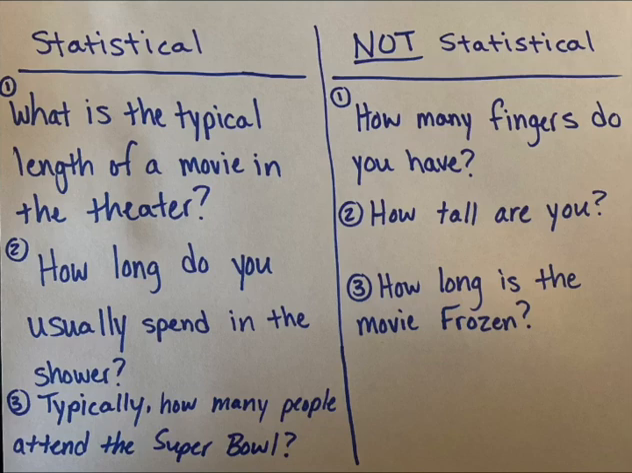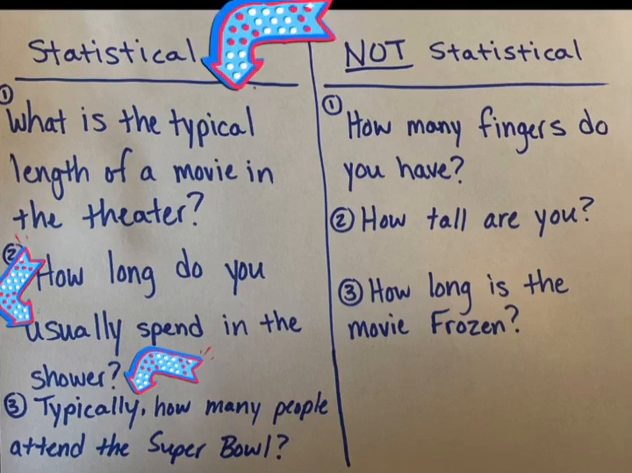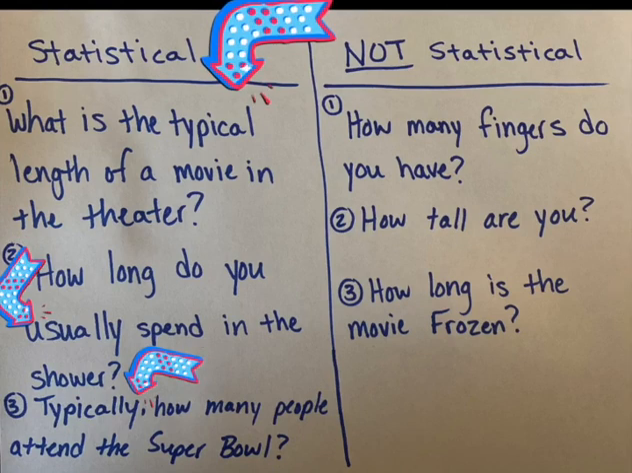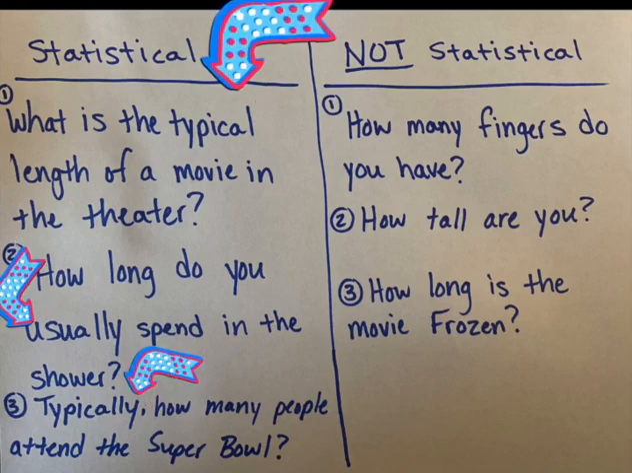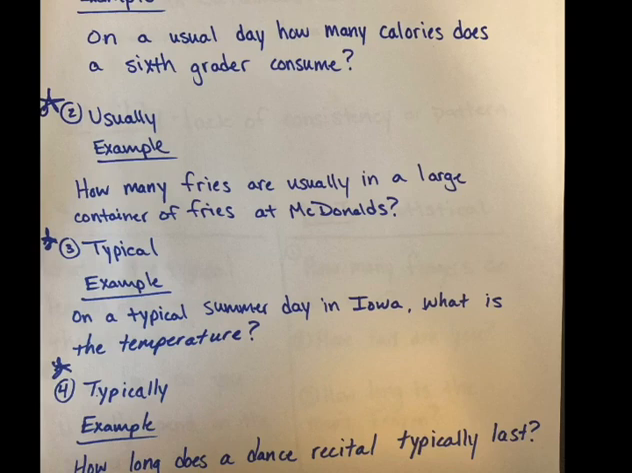There are also some key words that we want to pay attention to. These important words are the words typical, typically, usual, or usually. If you see these words in a question, there is a good chance that it is statistical. So thinking more about those 4 words, let's go ahead and take a look at 4 more examples of statistical questions and talk a little bit more about that.